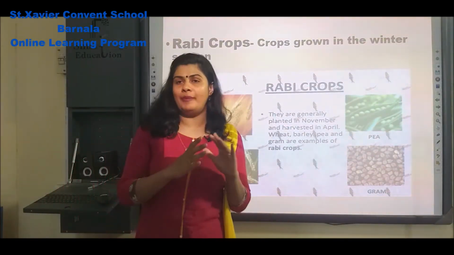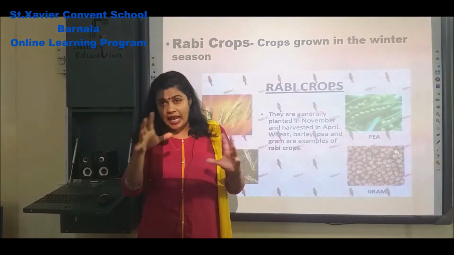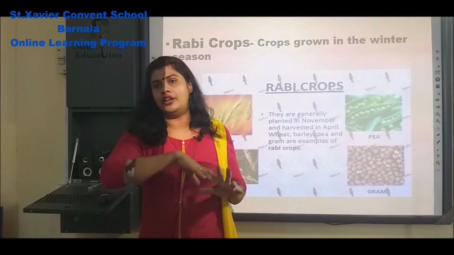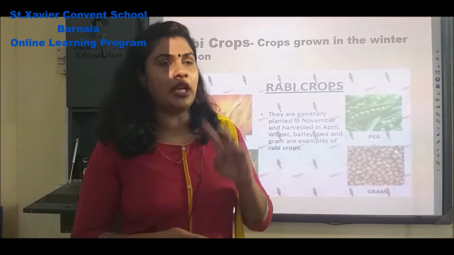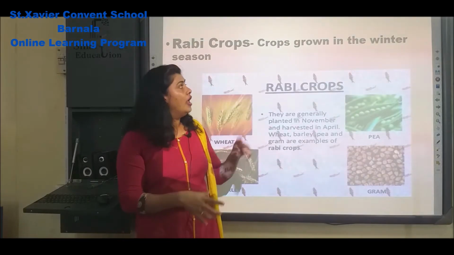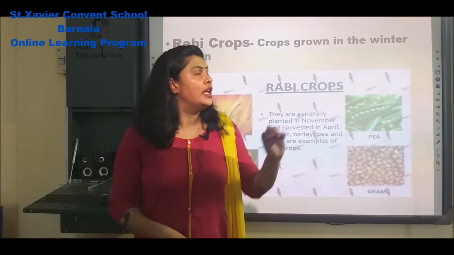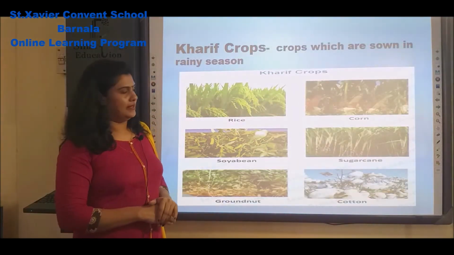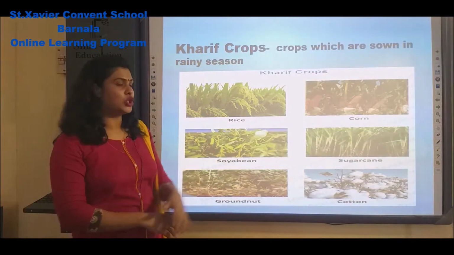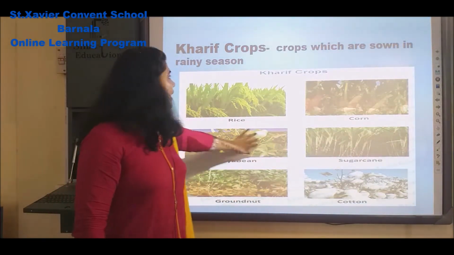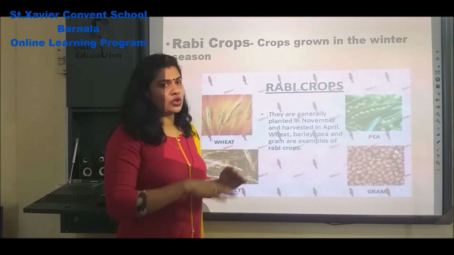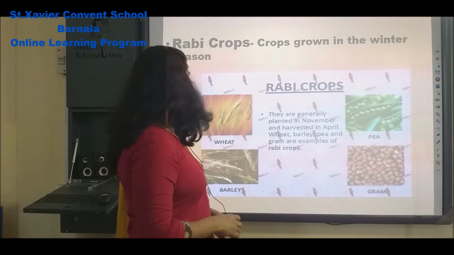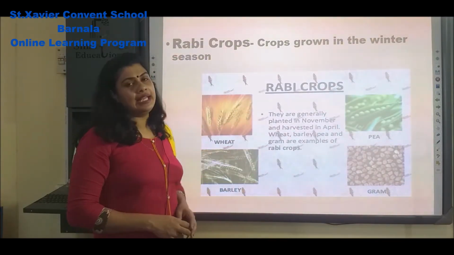Crop means the same kind of plant being cultivated on a large scale. For example, paddy, wheat, pea, gram. If you are cultivating on a large scale, we call it a crop. Depending upon the season in which they grow, we divide crops into two: kharif crops and rabi crops. Kharif means crops sown in the rainy season, for example rice, corn, soybean, sugarcane, groundnut, cotton. The next is rabi crops, grown in the winter season. They are generally planted in November and harvested in April. For example, wheat, pea, barley, gram, etc.